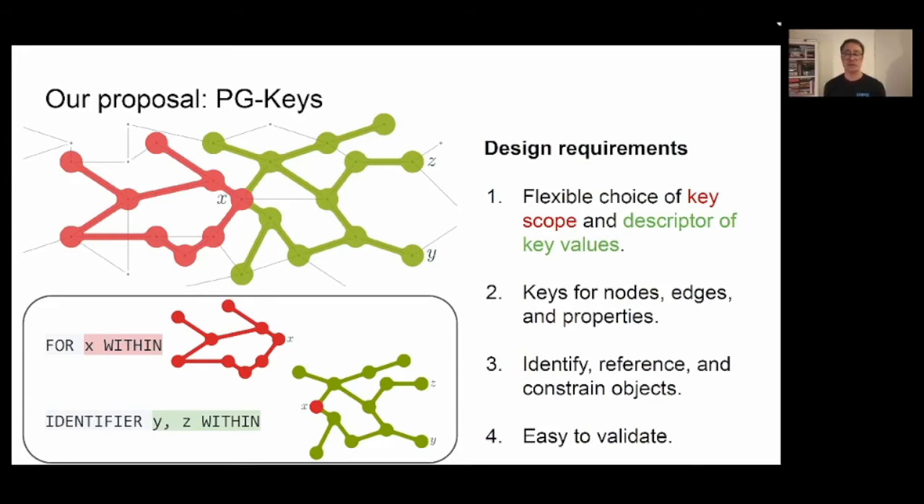And looking at and discussing the use cases arising in practice, we distilled out 4 design requirements which guided our construction of PG keys. The first is that we should have a flexible choice of key scope and descriptor, the descriptor of key values. Secondly, we should be able to support a definition of keys for nodes, edges, and properties. Thirdly, we should be able to identify, reference, and constrain objects. And finally, the formalism should be practical. It should be easy to validate keys. So let's take a look at how we've satisfied each of these 4 design requirements in turn.